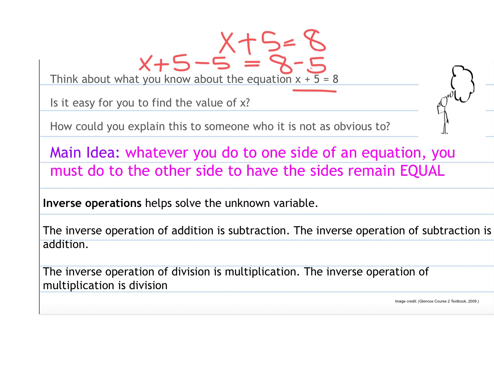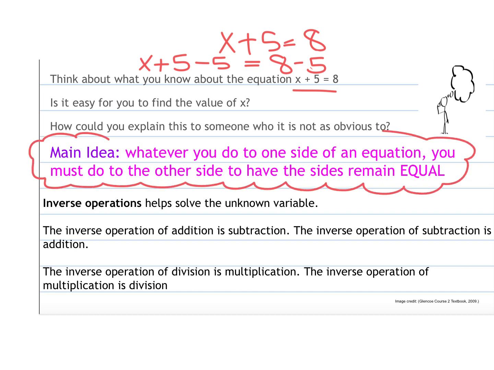So probably in your mind, you just knew that 3 plus 5 equals 8, but we can also think of it as, well, 8 minus 5 does equal 3. So whatever we do to one side of an equation, we must do to the other side to have the sides remain equal. So this is something you need to just pause and write in your notebook.